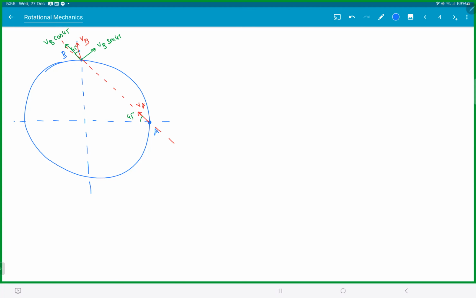So first thing, since it's a rigid body, what should happen? Velocity along the line should be same. So VA should be equal to VB cos 45, isn't it? If the velocity along the line is not same, what will happen? Either the rod will stretch or rod will compress. Remember rigid body constraint? If you draw a line, the velocity along the line should be same, or else the line will stretch or compress. So from here we get VA is equal to 2 cos 45, that is root 2 meters per second.